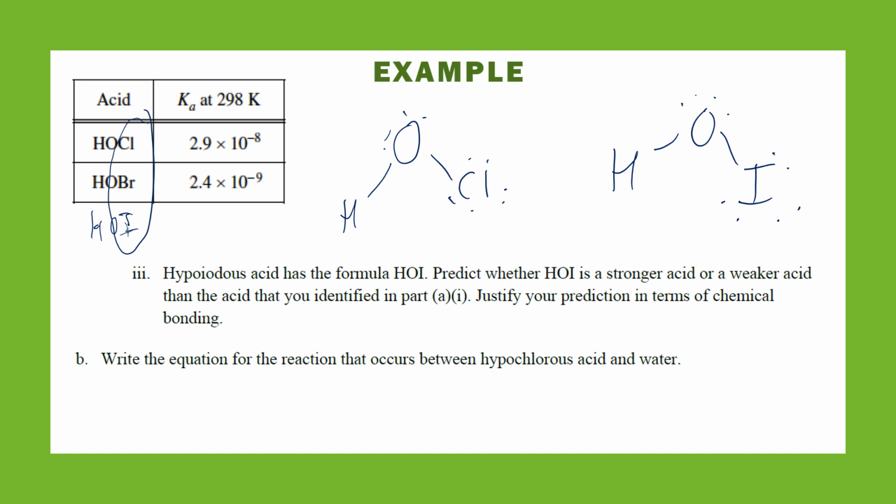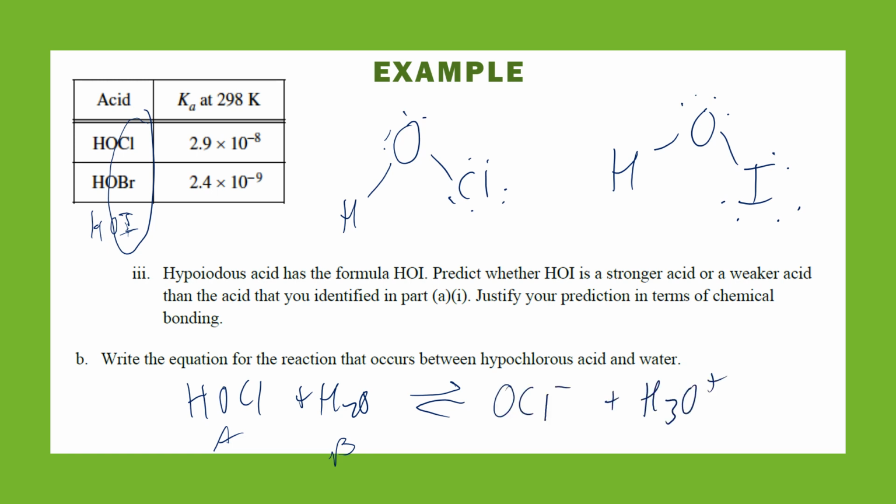Write the equation for the reaction that occurs between hypochlorous acid and water. So it's an acid. That means the water is going to act as a base. So you'll be left with OCl negative and H3O plus. And this is your conjugate base, conjugate acid. 1 point, all or nothing.